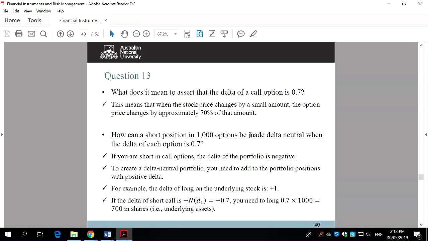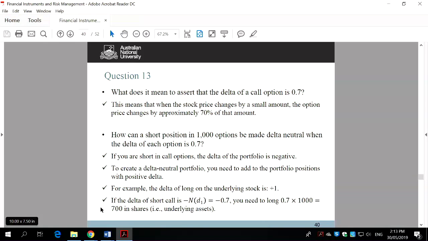Now, if I short 1,000 options, I'm getting negative delta on those options that I shorted. So how much negative delta? 0.7 times 1,000, so negative 700 deltas from the short calls. So how can I neutralize my position in the short calls? I need to find positive delta, right? The underlying asset always gives us a delta of positive 1, remember? So in that case, we need to buy 700 shares to neutralize the negative 700 delta exposure we have in the short call. Does it make sense?